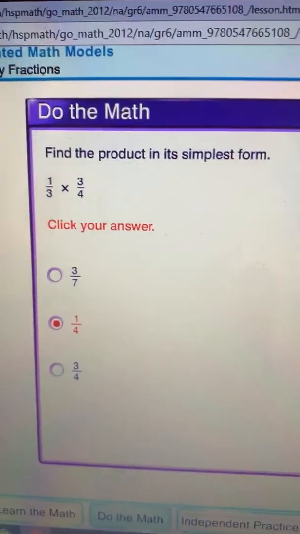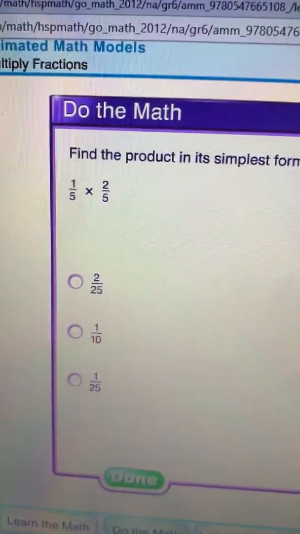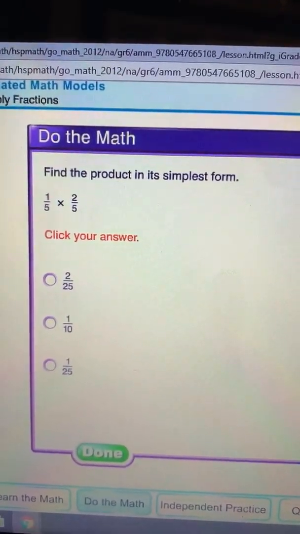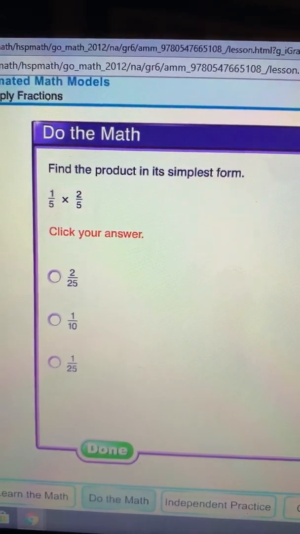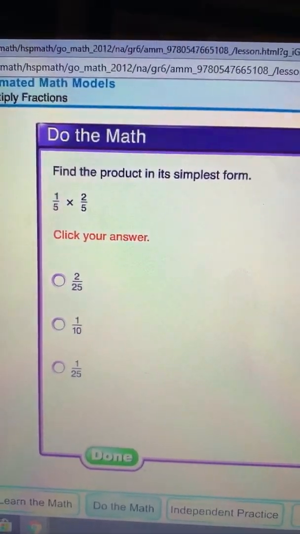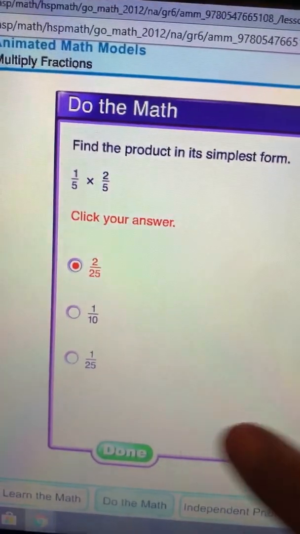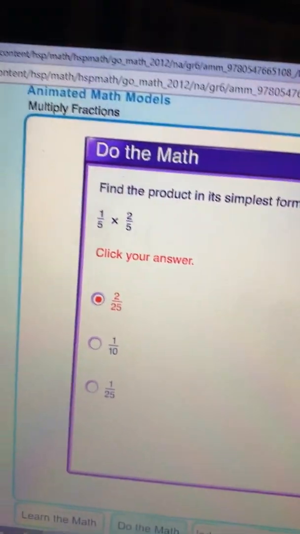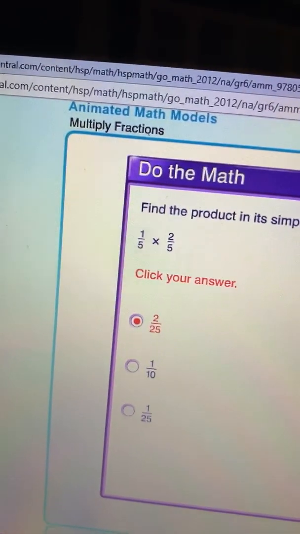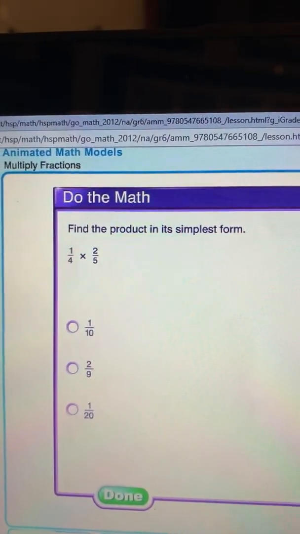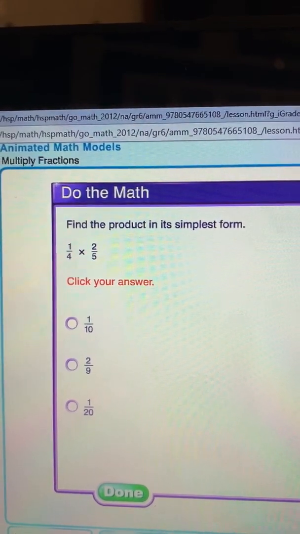And here goes our next problem. For the next one, we're going to find 1/5 of 2/5. And we have 1 times 2 is 2, and 5 times 5 is 25. And you cannot reduce it because they don't go into anything else. So the answer is 2/25. And we have one more example to go through. The example says find the product in its simplest form, and it wants us to find 1/4 of 2/5.